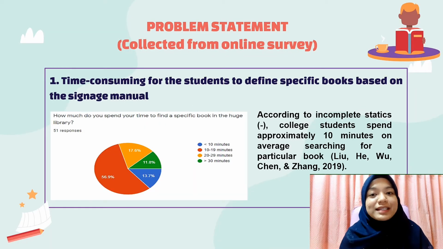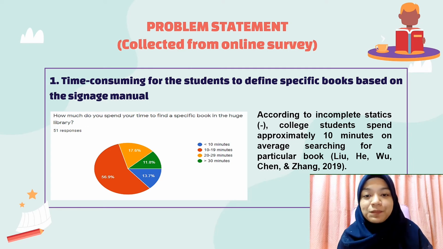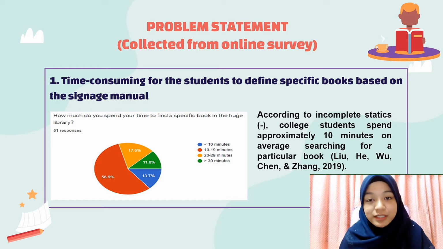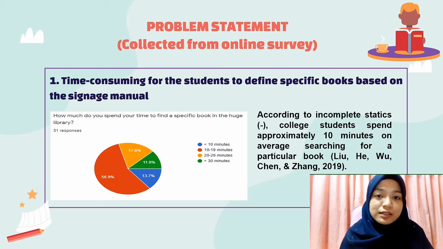Problem statement, collected from the online survey. First, time consuming for students to find a specific book based on the manual signage. According to incomplete statistics, college students spend approximately 10 minutes on average searching for a particular book that they want. It is also challenging to determine a specific book in a big place with plenty of items.